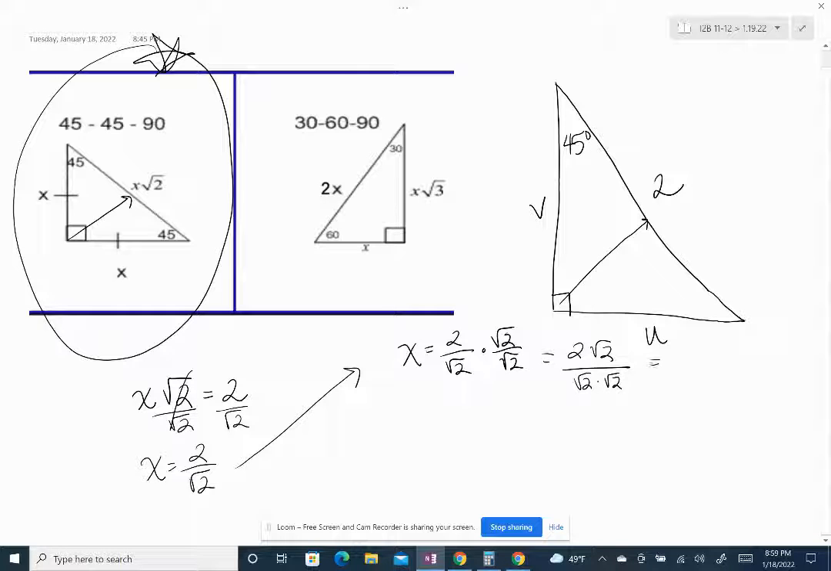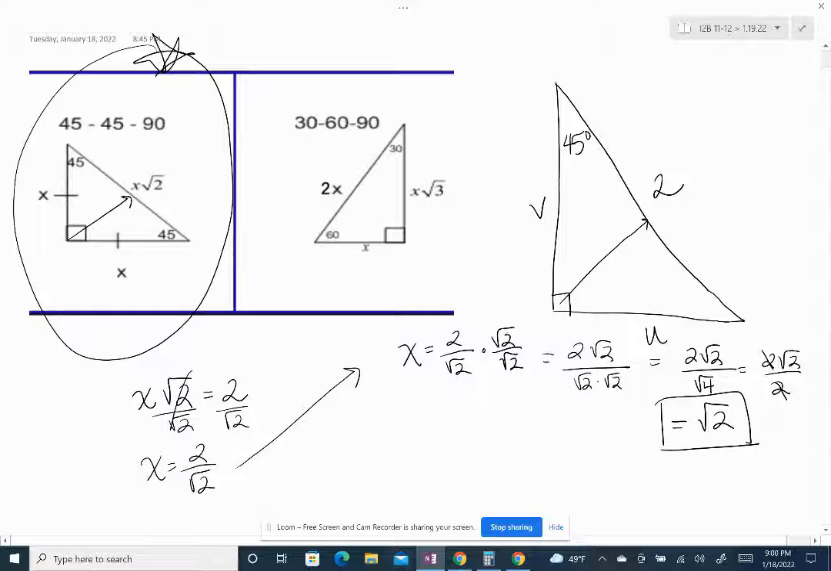Remember, when you multiply two square roots together, you can multiply the numbers under the square root together. So 2 square root of 2 divided by square root of 4. Square root of 4 is 2, so we have 2 square root of 2 divided by 2. The 2's cancel out. You're just left with the square root of 2. So that's going to be my x.